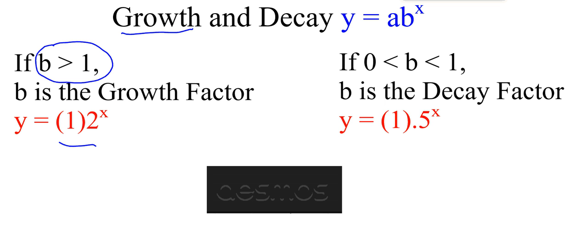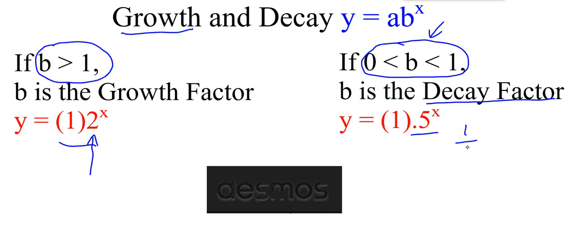it's a growth factor. So we see that 2 is greater than 1, so it's growth. If that b value is between 0 and 1, again, b is not going to be negative, it's going to represent decay. So like 0.5, 1/2. That means every time, successively, you're cutting down your values by half of what it was before. So you get a decay.